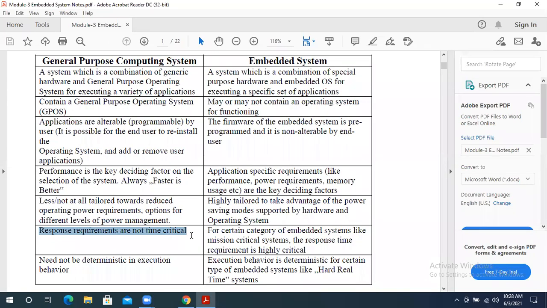But when you come to embedded systems, it is not like that. If you want to do the task within 10 minutes, it has to be completed within those 10 minutes. It doesn't take extra time. That is called a critical time.